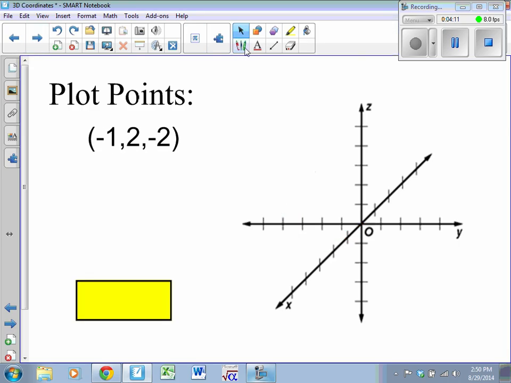Okay. So another one. -1, 2, -2. So X is -1, so I go back 1. Let's switch to red, I think it's easier to see. Back to -1. Now I have to go right 2. So I go 1, 2 to there. And now I go down 2, 1, 2, and I go right there.